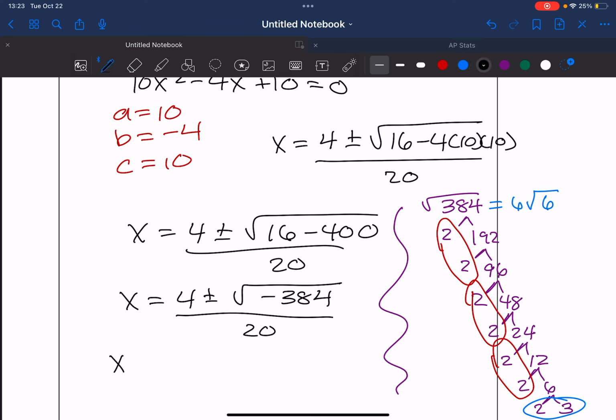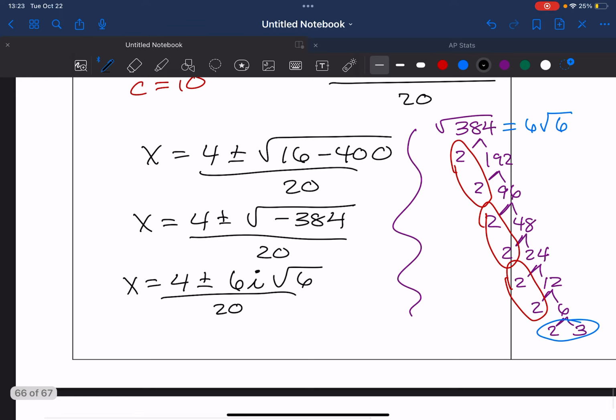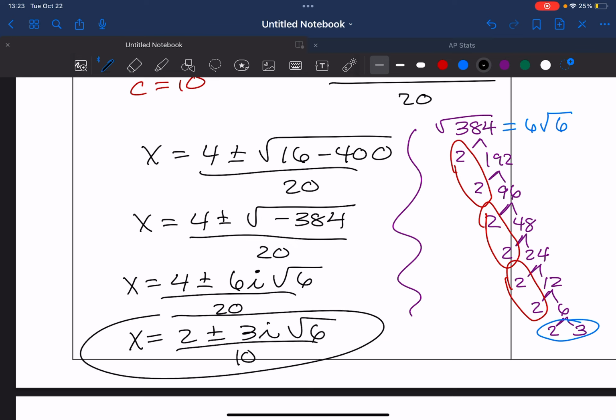So I can rewrite this as x is equal to 4 plus or minus 6i square roots of 6 over 20. We took out that i that used to be a negative inside the square root. And then simplifying this further, I get x is equal to 2 plus or minus 3i square roots of 6 over 10. This is our answer. We have 2 answers, but they're both imaginary. So I have 2 imaginary roots.